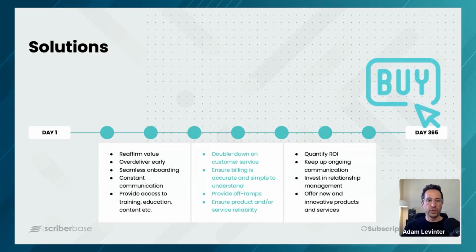Oftentimes, clients or customers will cancel because they can't reach anybody, right? They see this sort of support email. That email goes into a black hole, doesn't get responded to for 24 to 48 hours. No one knows where those emails go. There's no live chat. There's no toll-free number. So the customer says, the hell with it, I'm going to cancel. I can't reach anyone. So double down on customer service. Quantify that ROI, right? On the right-hand side, if it's an annualized software contract with a big client, be able to quantify that value and say, we've been providing this software to this company for this long. Here are the results. Here are the outcomes. Here's why you should stay with us.